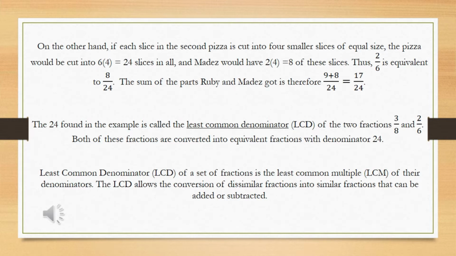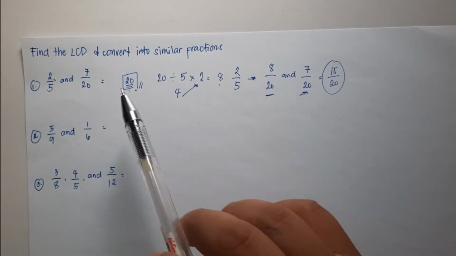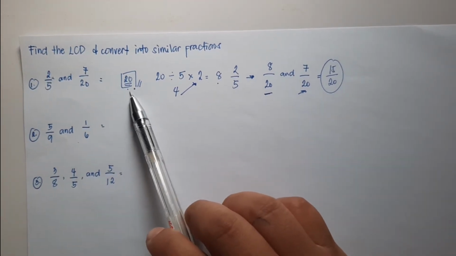The least common denominator, or the LCD, of a set of fractions is the least common multiple of their denominators. The LCD allows the conversion of dissimilar fractions into similar fractions that can be added or subtracted. So let's have our example. Find the LCD and convert into similar fractions. Let's consider 2/5 and 7/20. Their LCD would be 20.